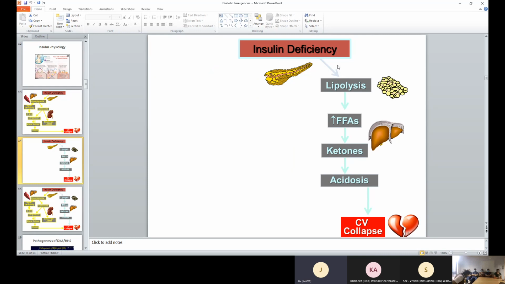Then if you take the other side, when there's insulin deficiency and insulin is not available, the glucose is not able to enter the cells. The cells need to survive; without energy, they are not going to survive. So when trying to produce energy, they go to the least efficient way of producing energy, breaking down the lipids. When the breakdown happens, the end product is the ketones. That results in ketosis and then acidosis, and that leads to cardiovascular collapse.